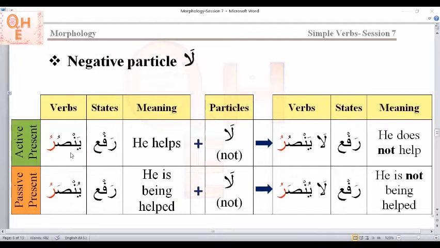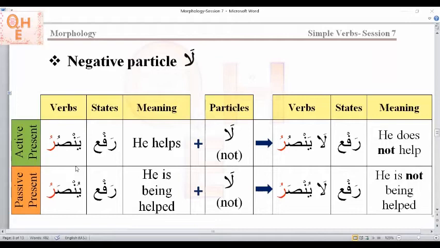Okay, so present tense yansuru, this is the default state. He helps. When la comes in front of it, la yansuru, no change in the ending condition. The original state remains, still the default state. So he helps becomes he does not help. Exactly the same as ma. Passive yunsaru, default state, meaning he is being helped. When la comes before it, la yunsaru, exactly the same ending condition, the default state remains, and the meaning changes to he is not being helped. And again, I'm just showing you the singular person. All the other patterns are exactly the same.